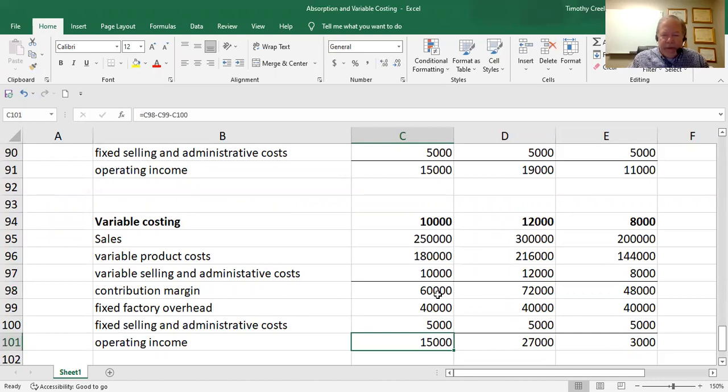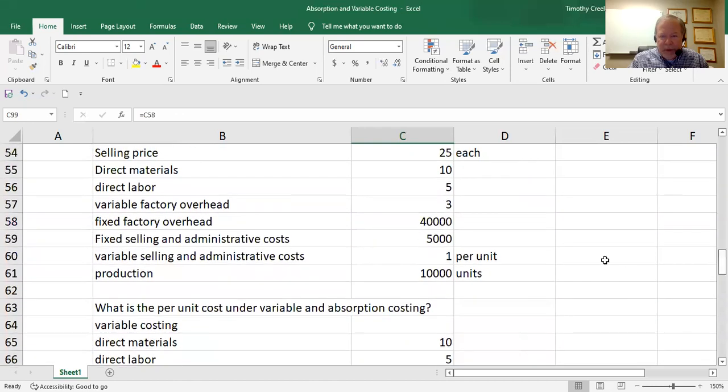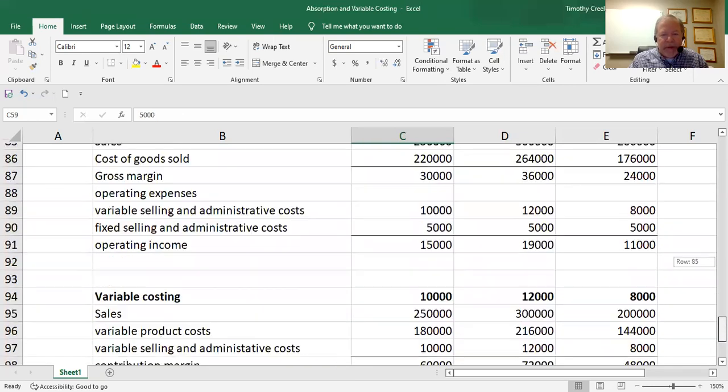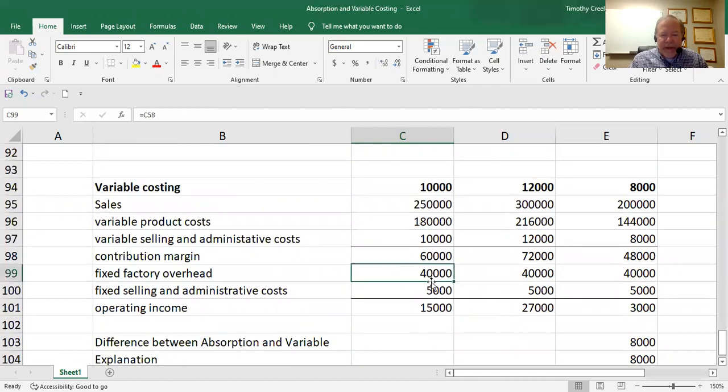So we've got our total contribution margin of 60,000. We're going to take away the fixed factory overhead. Remember that under variable costing, you expense this off in total every period, which is 40,000, which was given to us here in the problem. And then also the fixed selling and administrative expense, which is 5,000, which was given to us here, will also be deducted. And we come back to operating income of 15,000.